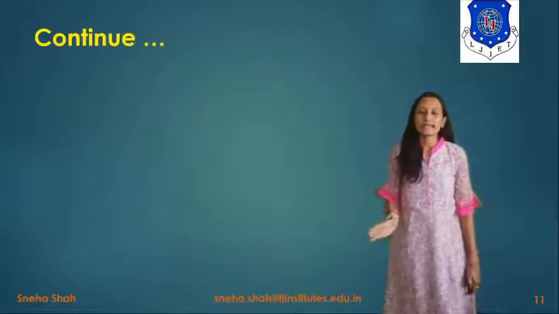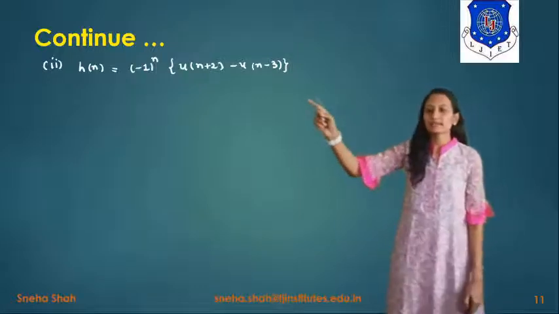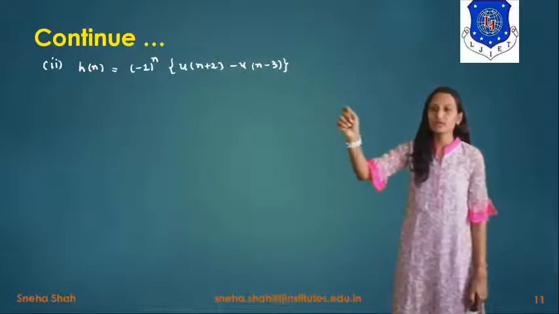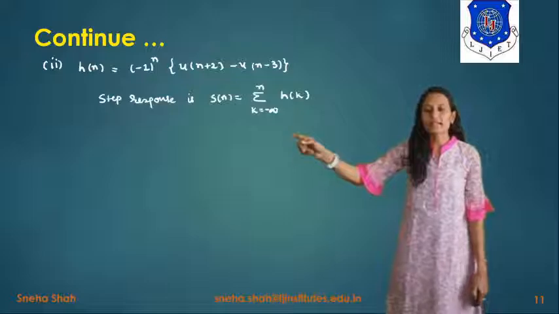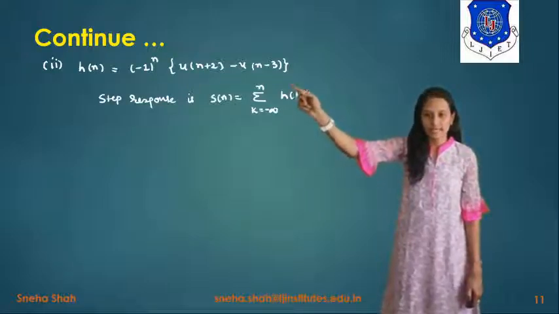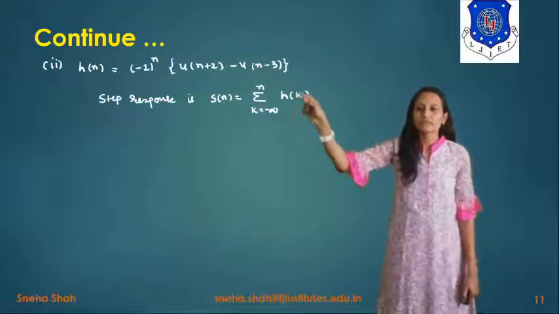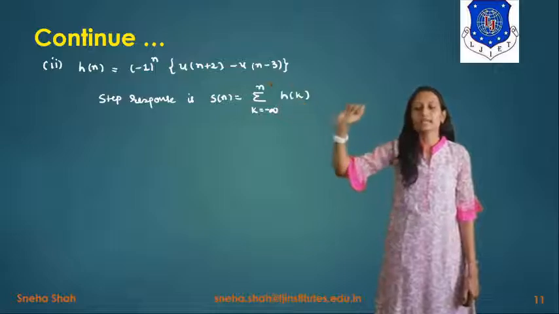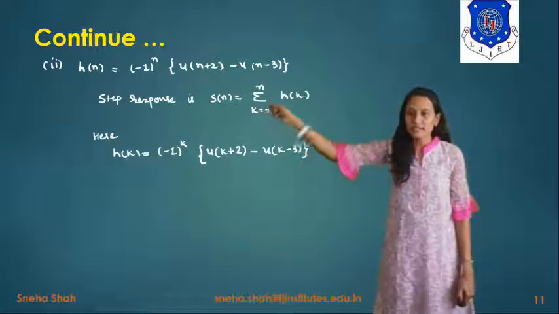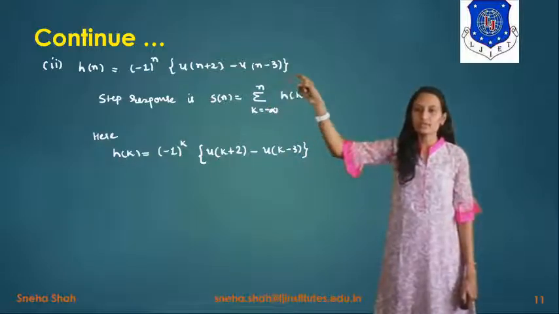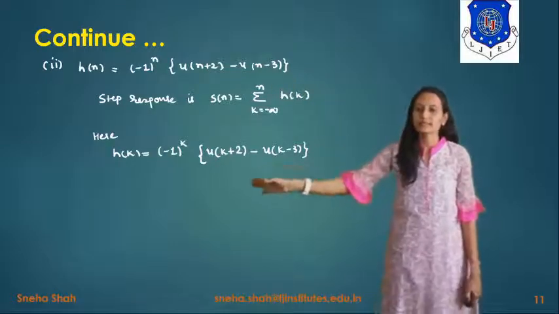Now we are solving the second term, which is the discrete time signal. For this we take h(n) equals minus 1 raised to n, times u(n+2) minus u(n-3). For this, the step response s(n) equals the summation from k equals minus infinity to n of h(k). First of all, we have to find the value of h(k). So in this equation, instead of n, we take k, and h(k) is minus 1 raised to k, times u(k+2) minus u(k-3). In this equation we have taken k instead of n.